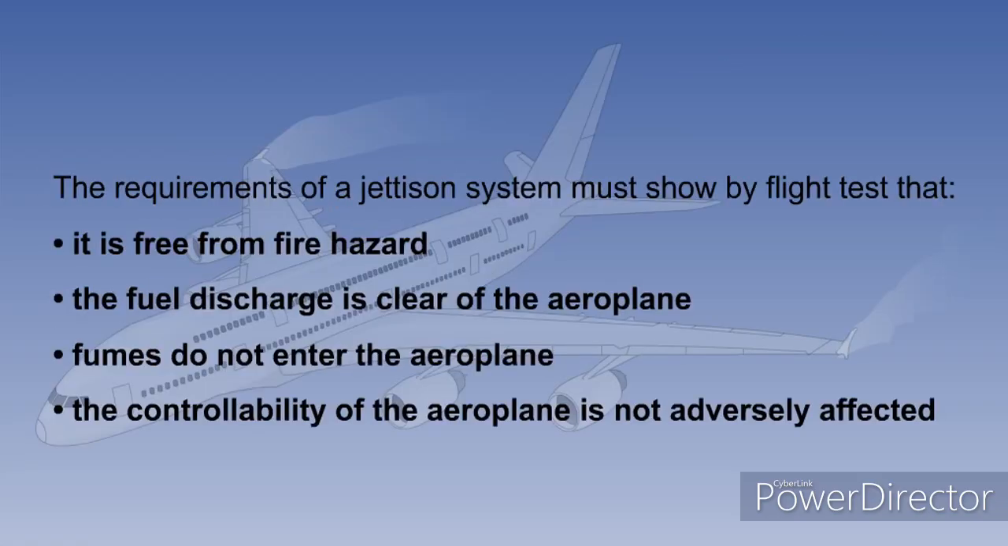When a jettison system is required, it must be shown by flight testing that the jettison system and its operation are free from fire hazards, and that the fuel discharge is clear of the aeroplane. It must also be shown that any fumes do not enter any part of the aeroplane, and that the controllability of the aeroplane is not adversely affected.